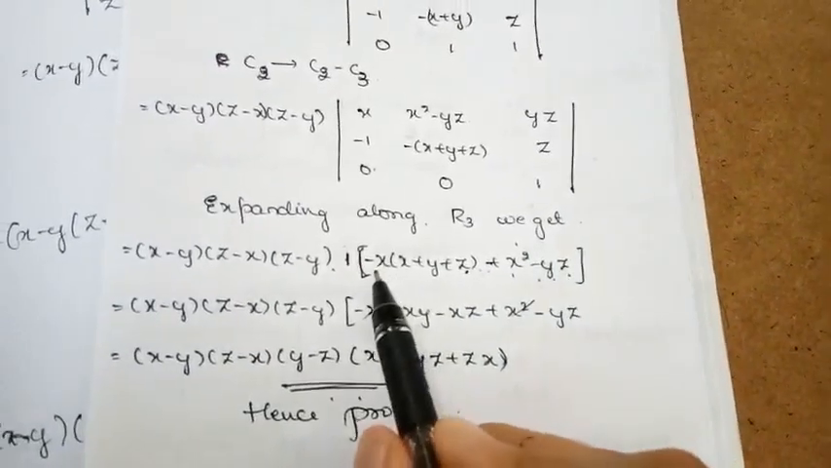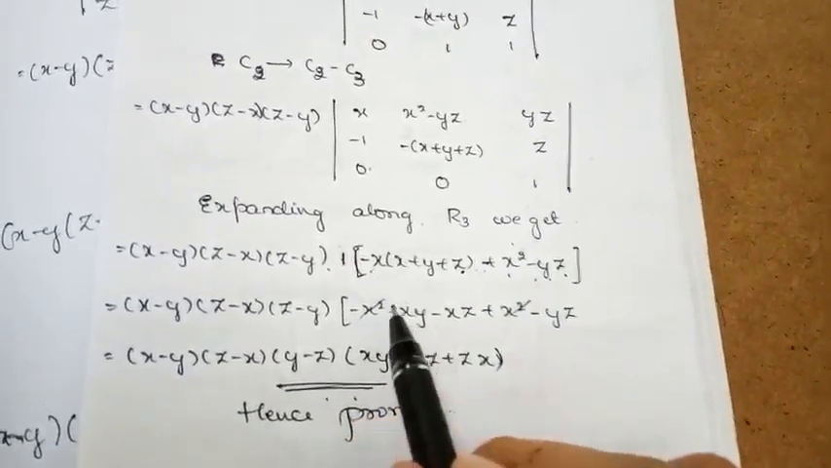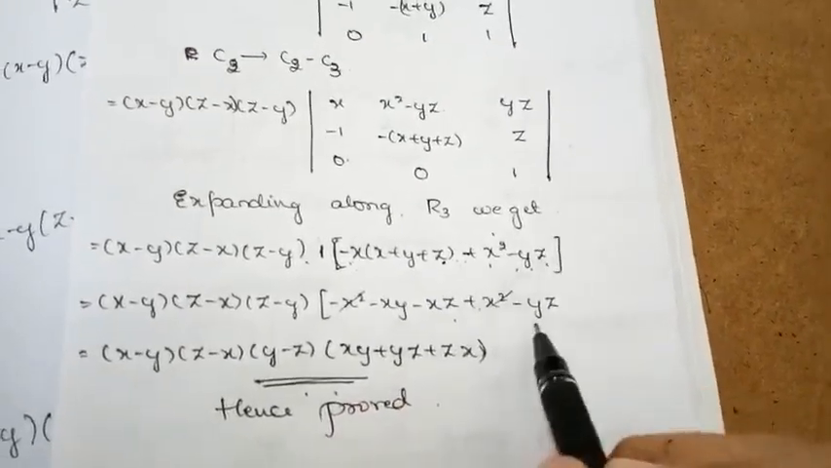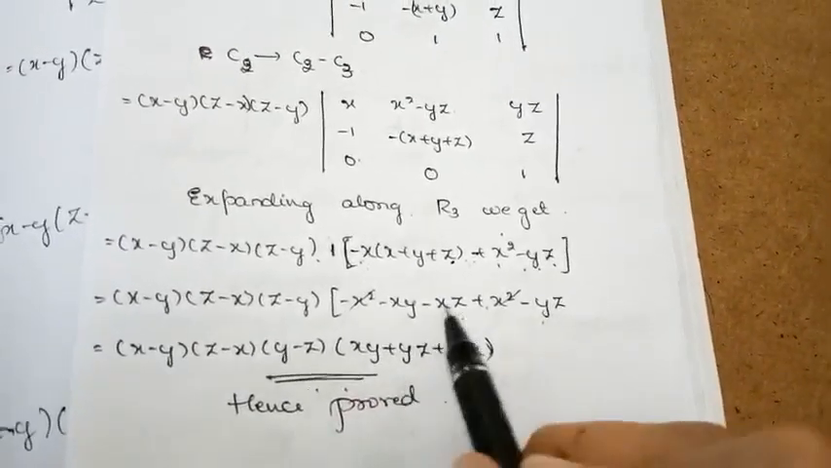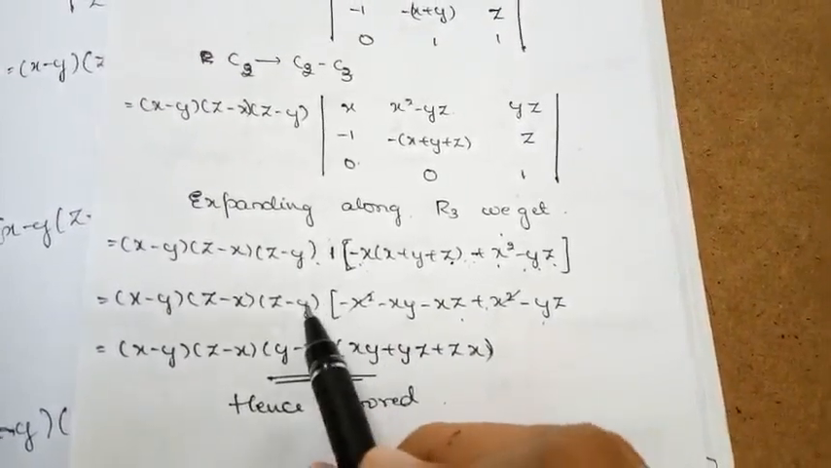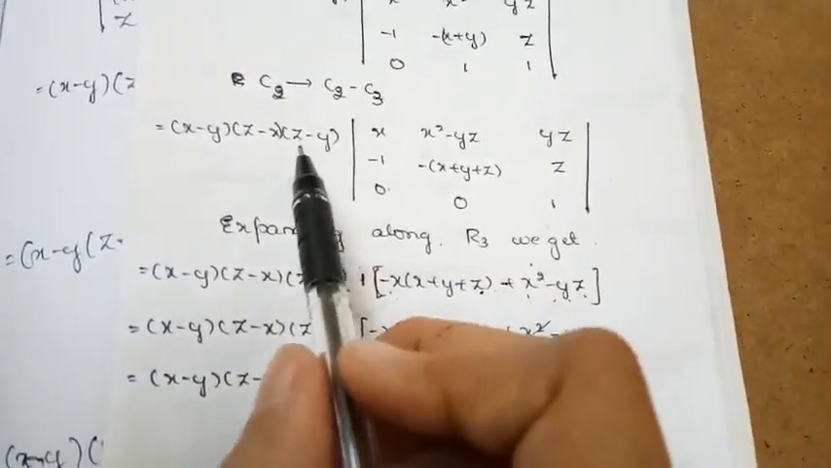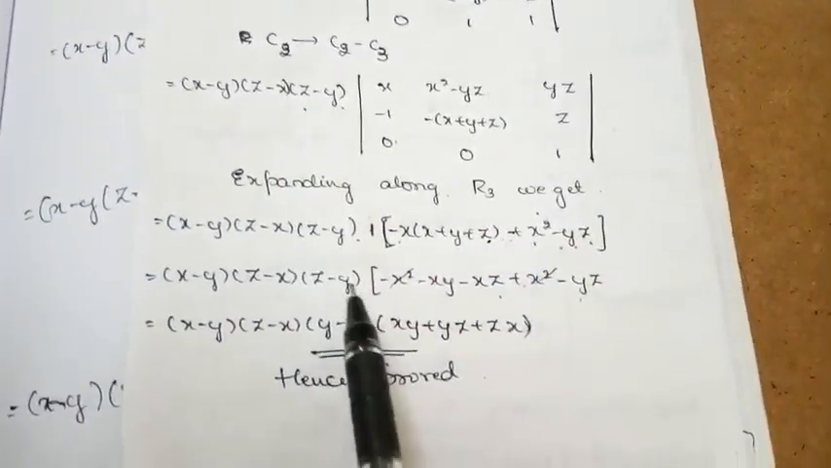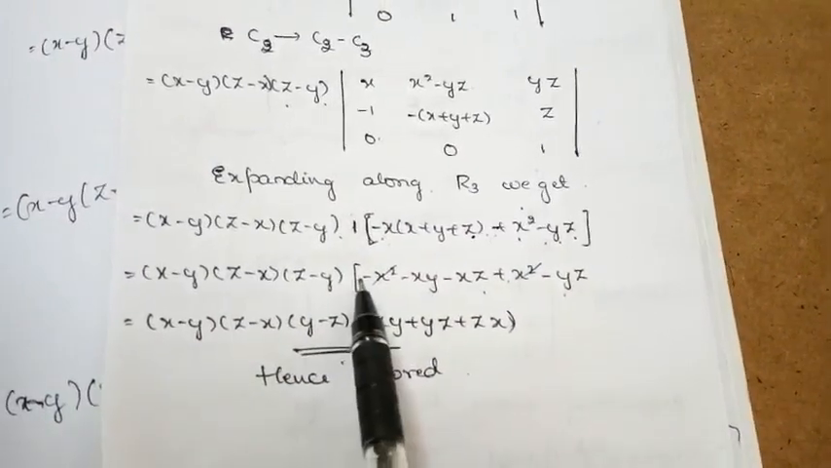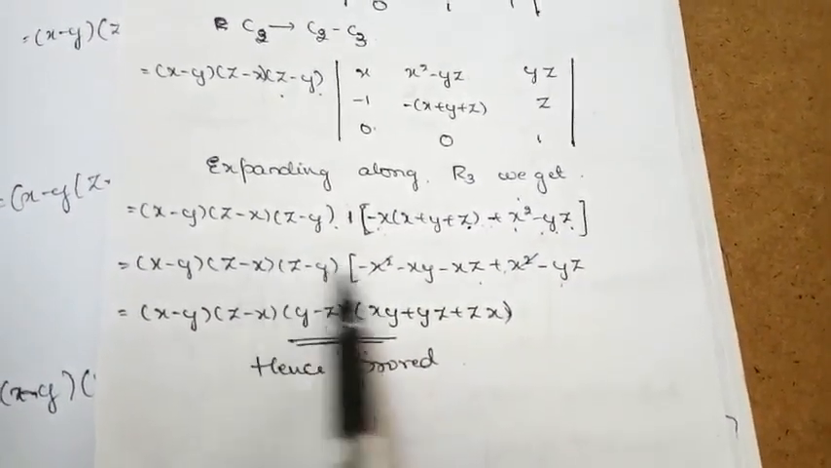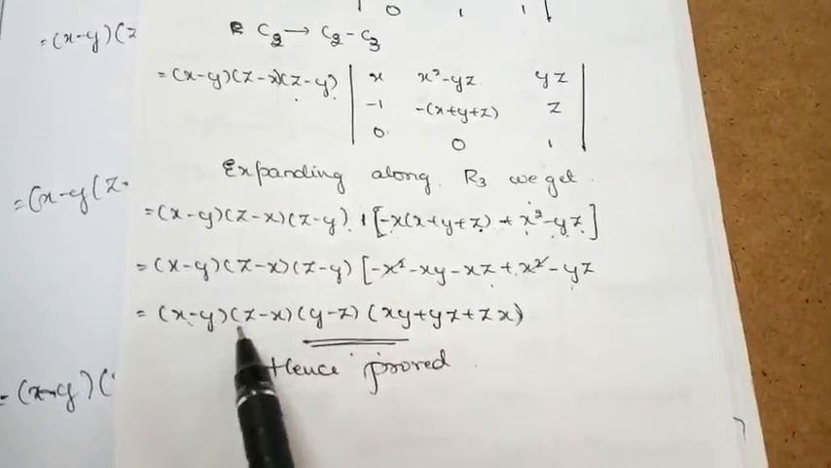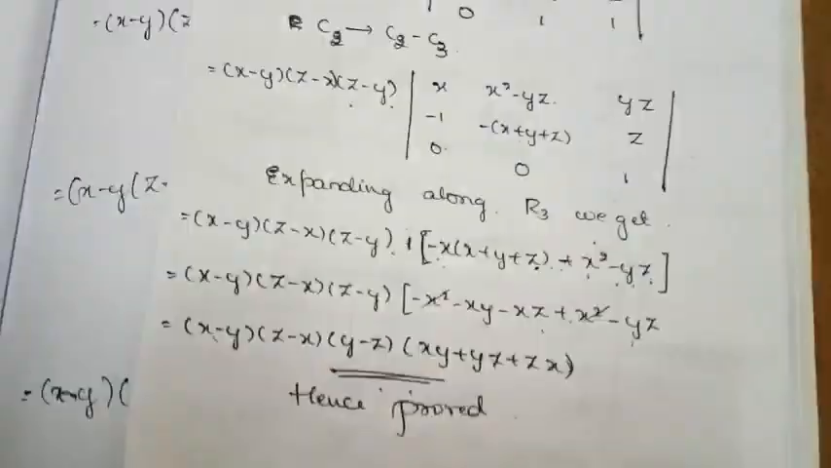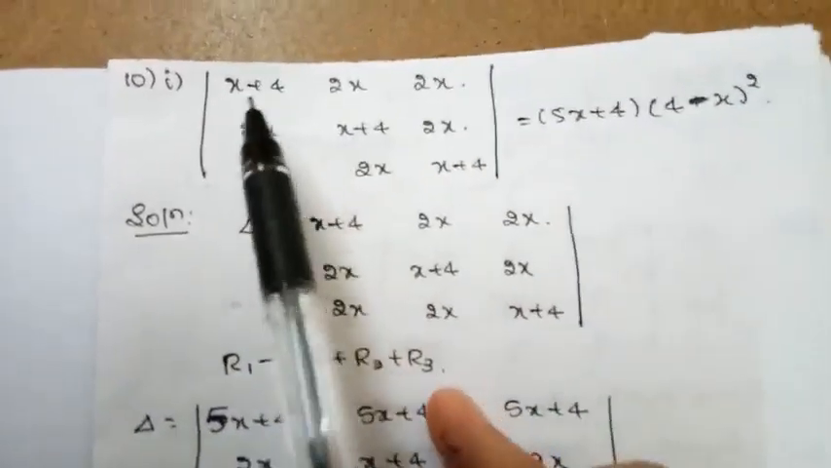Okay, after that what happens? I'll multiply this x inside, so minus x square minus xy minus xz plus x square minus yz. x square gets cancelled. From this I am taking minus common outside. Here also we have taken z minus y, but we required y minus z, so I'll take minus from this one also common. From here also we are having minus common. Minus into minus is plus, so x minus y, z minus x, y minus z, xy plus yz plus zx, hence proved.